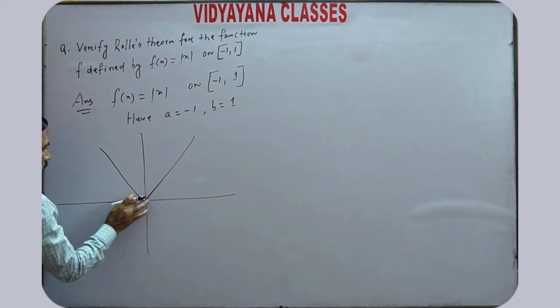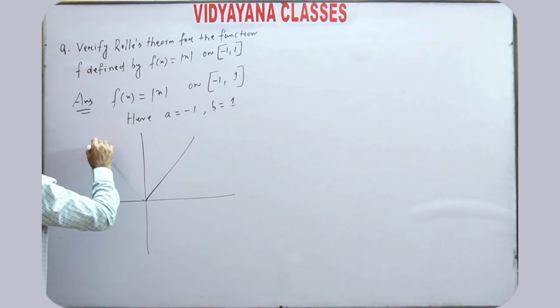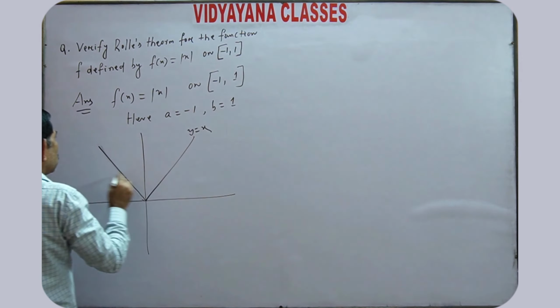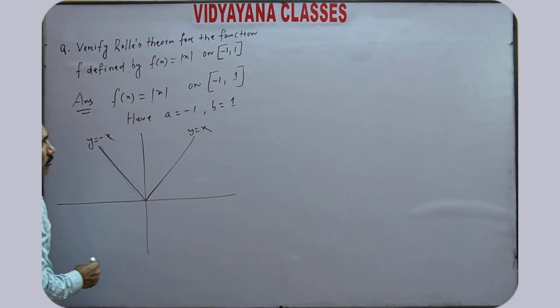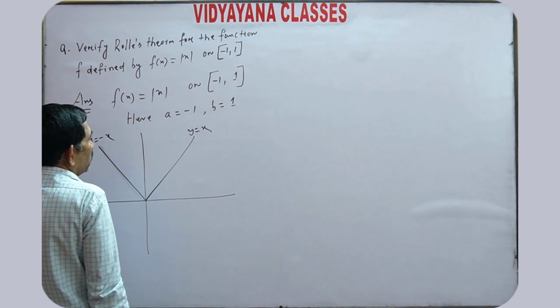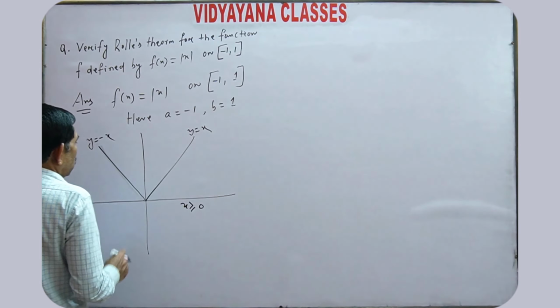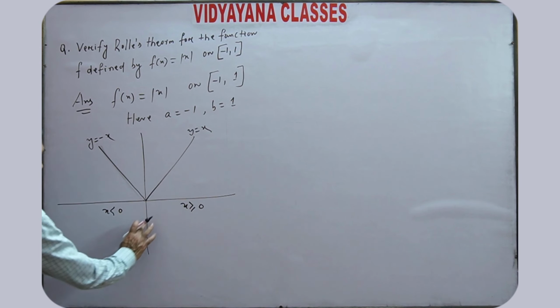y is equal to x, y is equal to minus x. It is the graph of the function f(x) equal to mod x. It is continuous everywhere, for x greater than or equal to 0 and x less than 0. Clear?